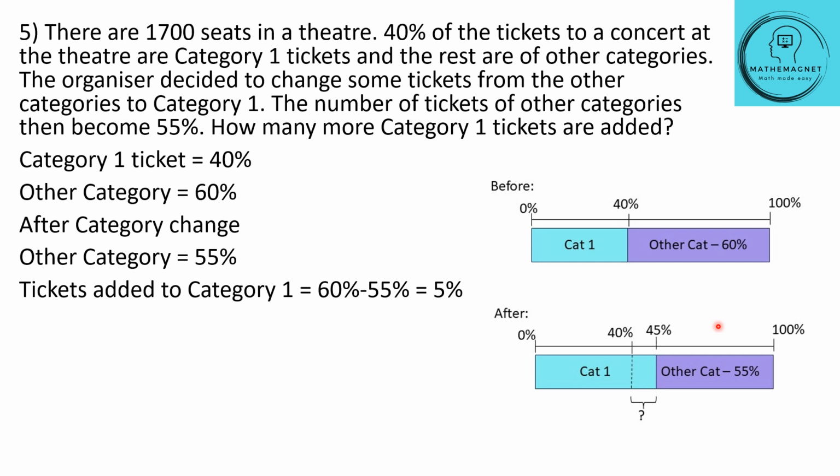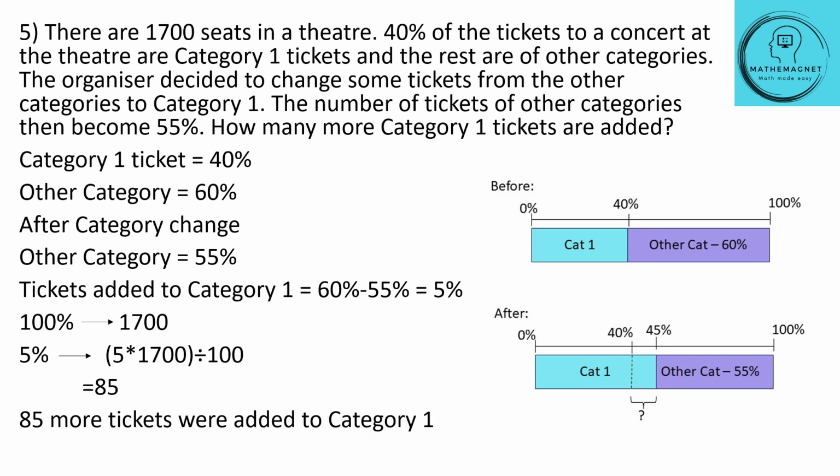Now from 60% it has reduced to 55%, which means 5% of other category has moved to category 1. So instead of 40% it becomes 45%, correct? Now 100% is 1700. We know the total number of seats is 1700. So for 5% it will be 5 into 1700 divided by 100, which is equal to 85 seats. So the difference of 5% that is added from other category to category 1 is 85 seats. So 85 seats were added to category 1.